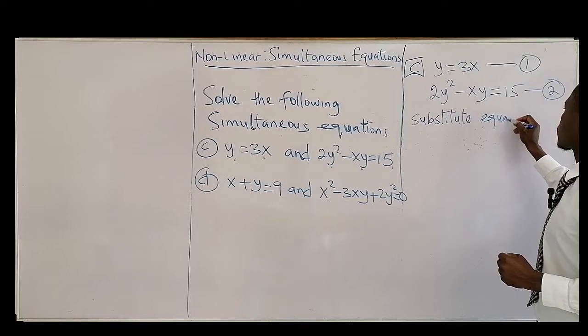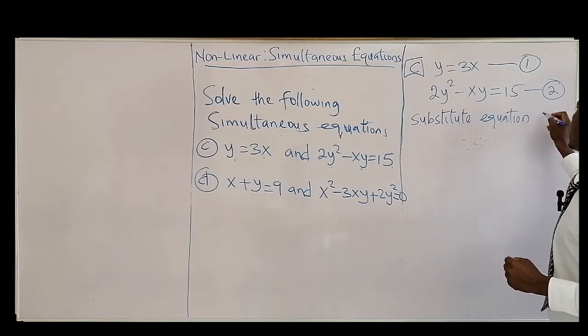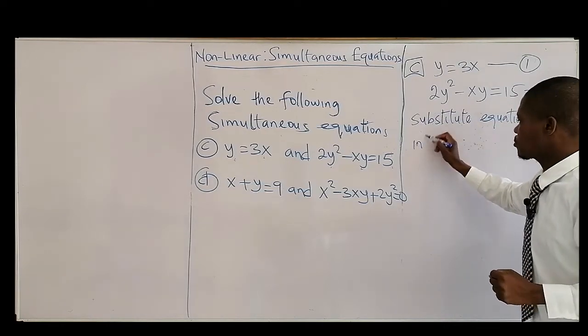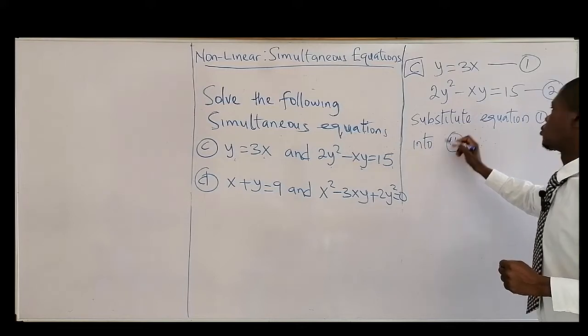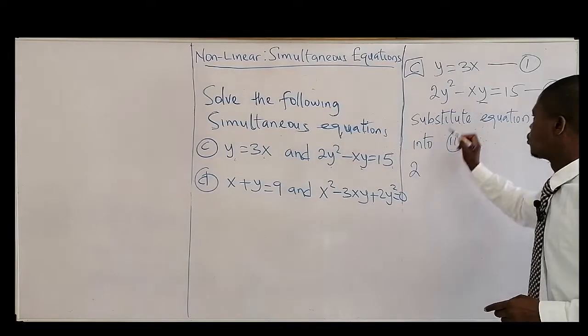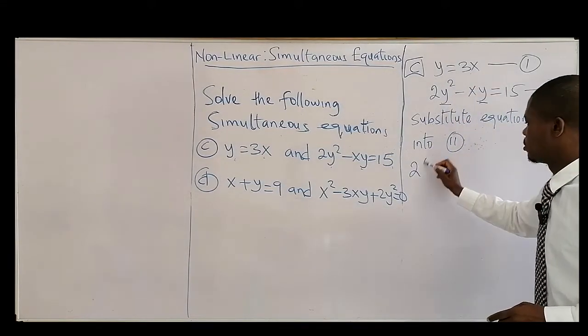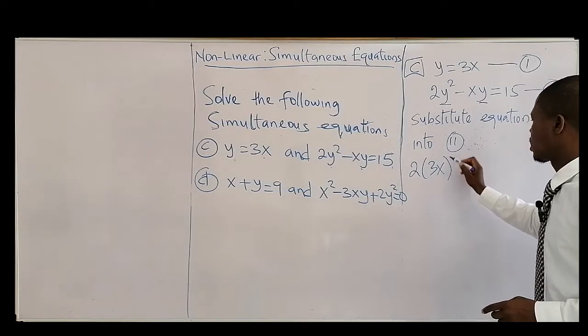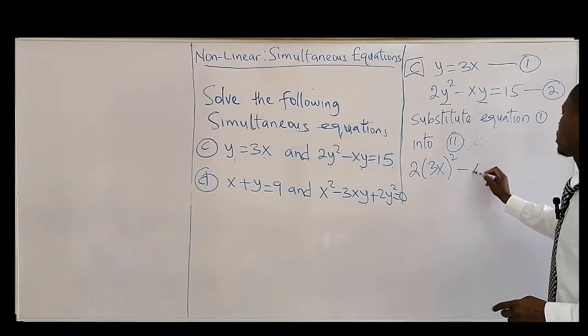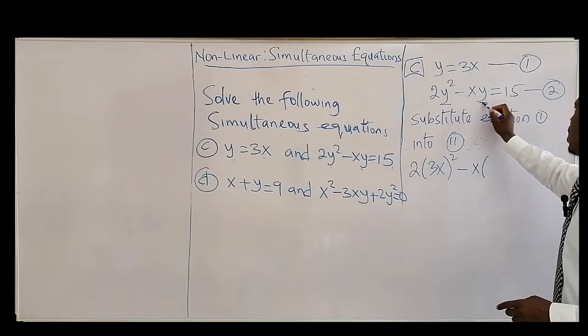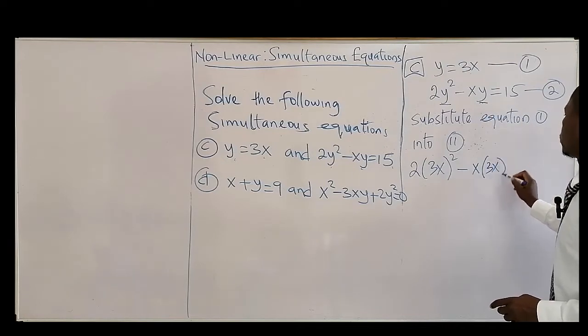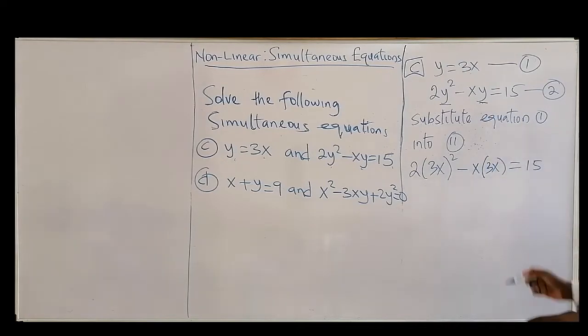Substitute equation 1 into 2. Substitute equation 1 into 2. Your y is what? 3x. So that will be 3x all squared minus x times your y, which is 3x, equal to 15.